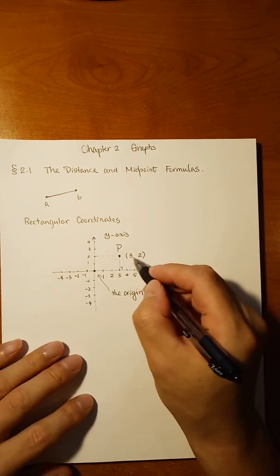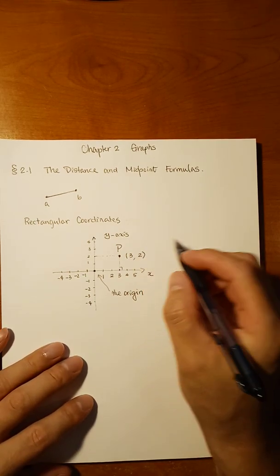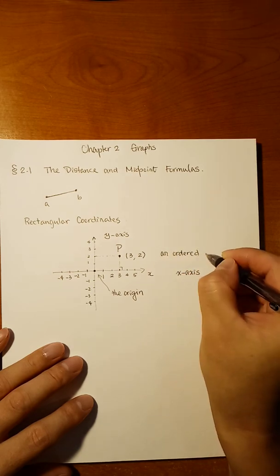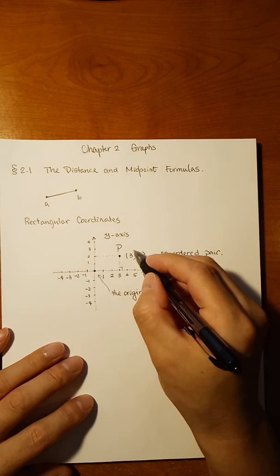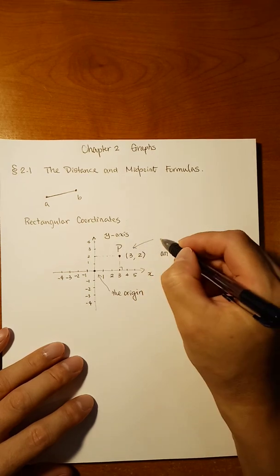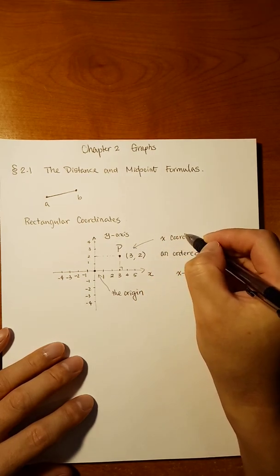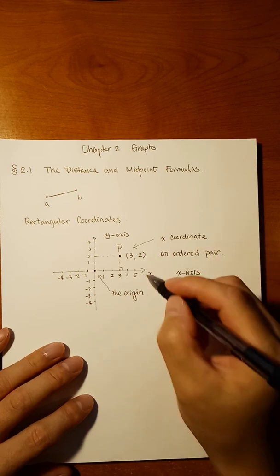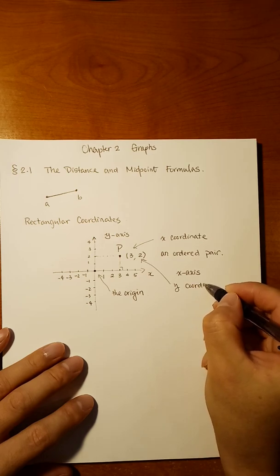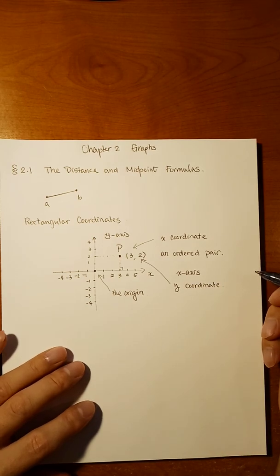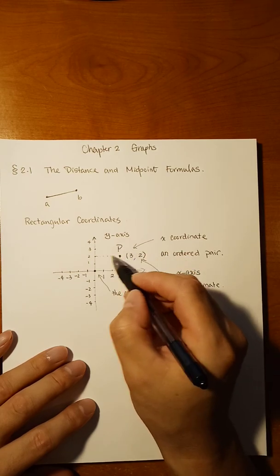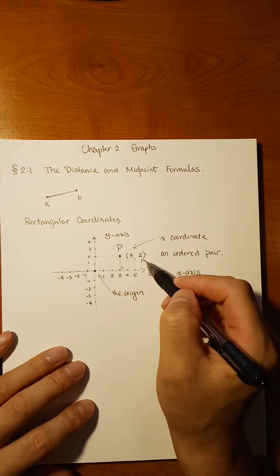Okay, so this is an ordered pair. In this ordered pair, first is always the x coordinate, and second is the y coordinate. So how do you get the x coordinate? You just project the point to the x-axis and see what it is. To get the y coordinate, you project it to the y-axis.